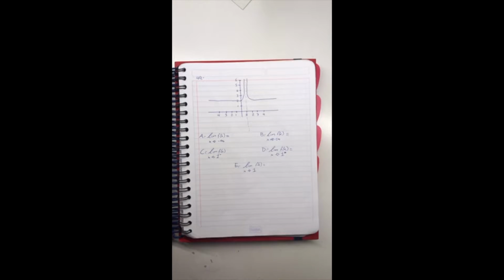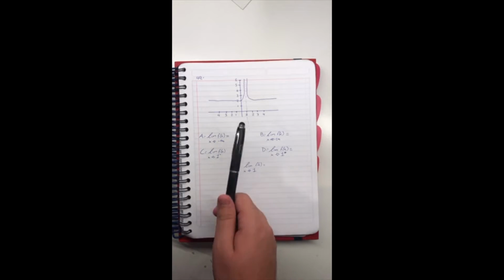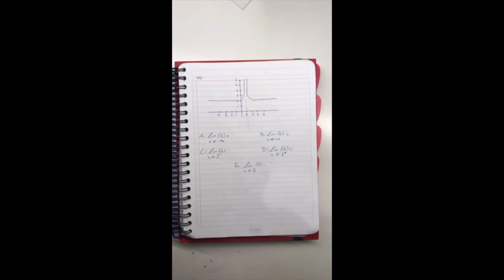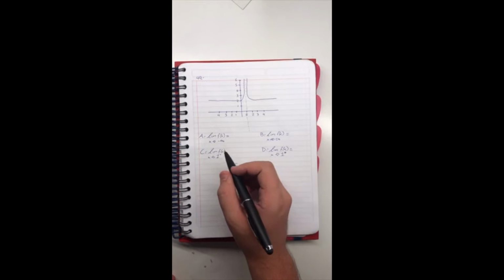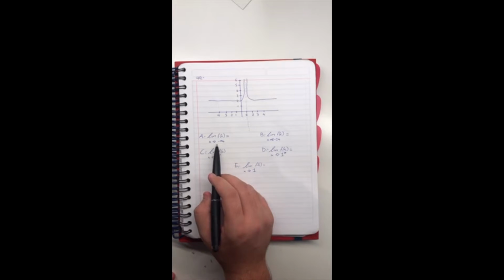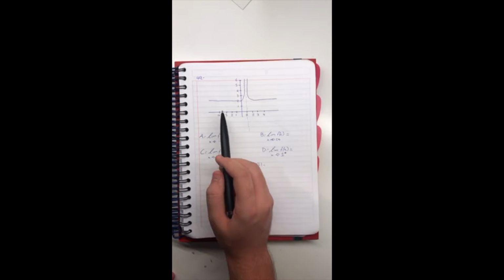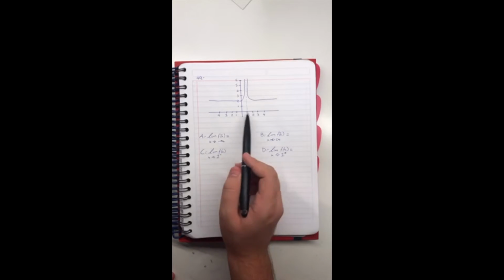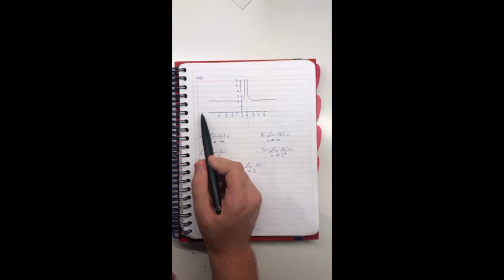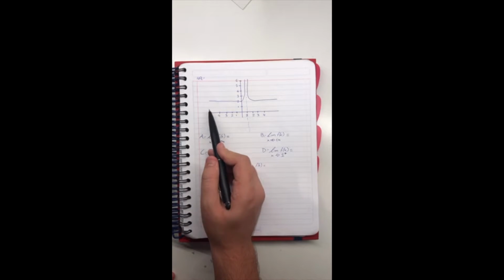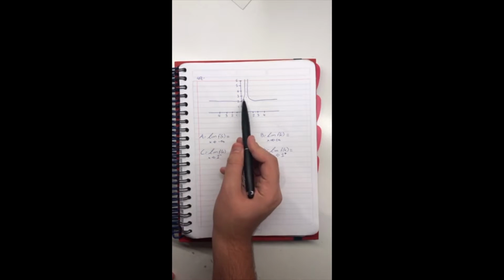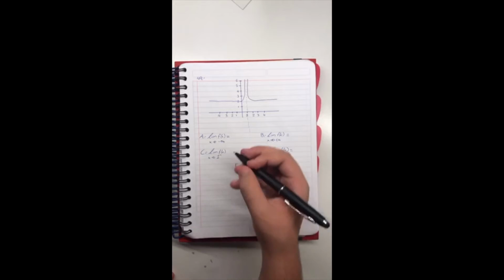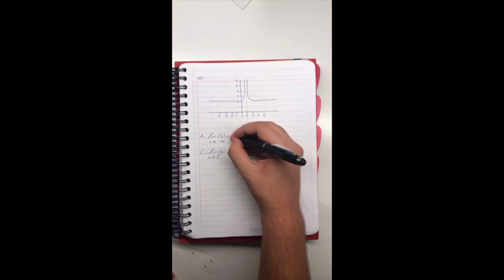So in problem number 49, what we have to do is find, by using the graph, the following limits. Letter A, limit of f of x as x approaches negative infinity. So you go to the x values, to the negatives, and at negative infinity, it's approximately touching y equals 2. So our answer there is 2.